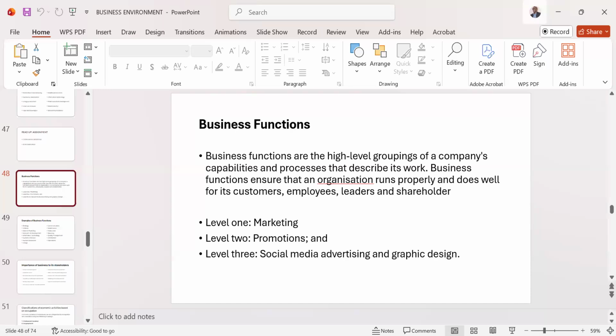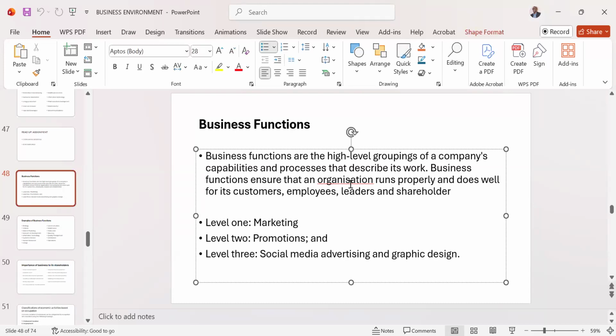Okay, so welcome to the class today, business environment class. And I hope we are getting ready for the exam. So today we'll be discussing business functions.